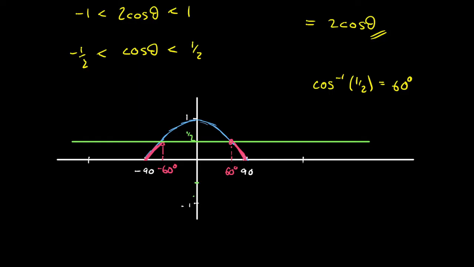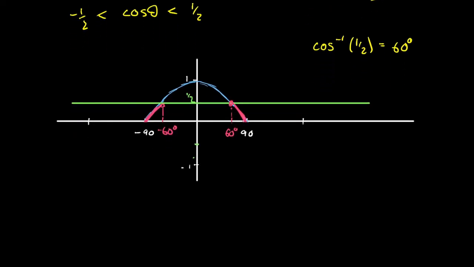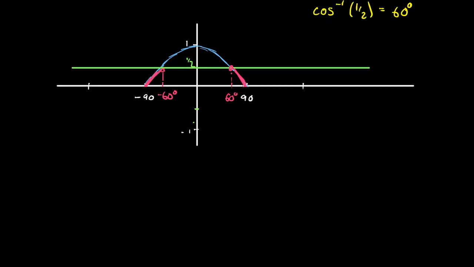So what values of theta can I have? Well, I can have anything from negative 90 to negative 60, and I can have anything from positive 60 to positive 90. So I can then say, okay, my condition must be theta is greater than negative 90 and less than negative 60, or theta is greater than positive 60 but less than positive 90.